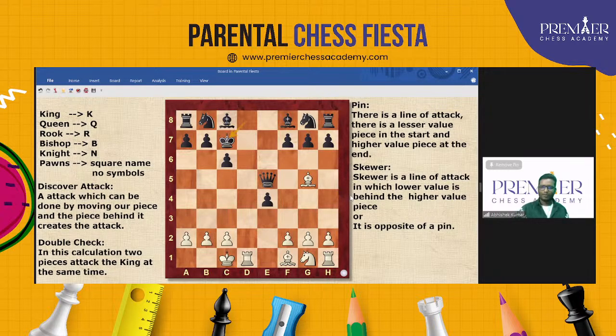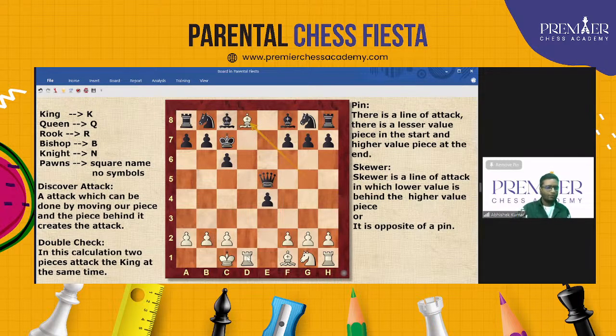If you play the rook on d7, the bishop will capture it. This will not be a checkmate because the piece which was attacking the king got captured, so the attack also got nullified. So rook d7 is not a checkmate. The correct answer is bishop to d8. How is bishop to d8 working?